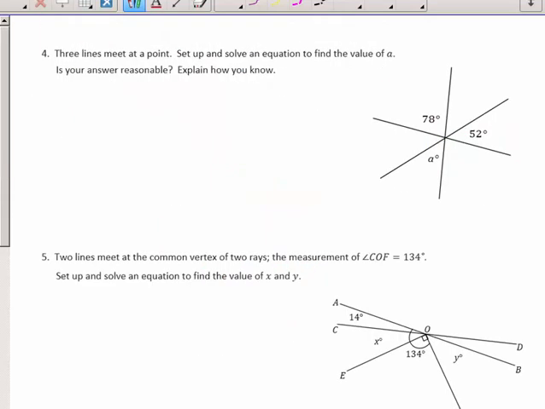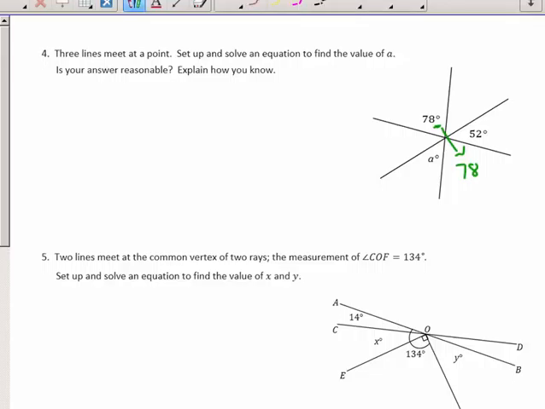Three lines meet at a point, set up and solve an equation to find the value of A. Is your answer reasonable? So when I look at these, I'm like, okay, I don't have enough information here. But what I do have is I have a bunch of vertical angles, and there is more than one way you can solve this problem. I know automatically that this angle, 78, is vertical right across to this angle. So this angle is 78.